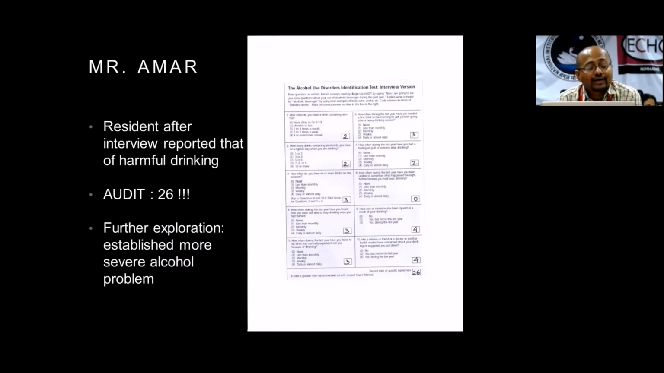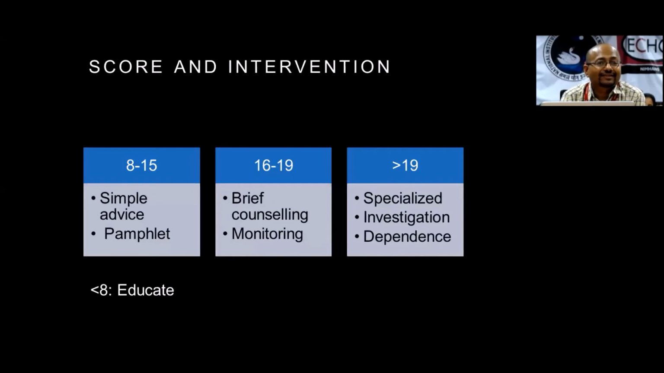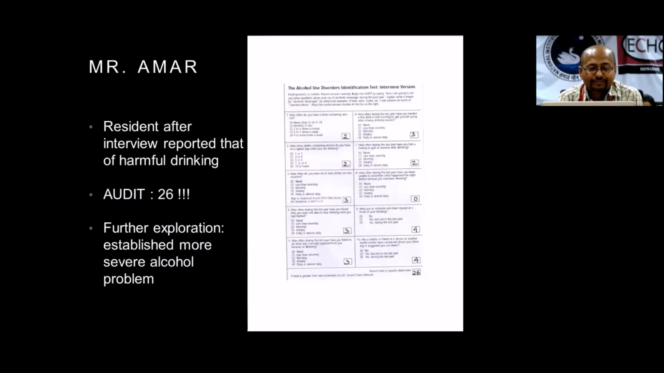Now, how it helps me: when I get a score, I show it to the person and I tell them, see, this is 26. It means you need something like this, which means you need further intervention, you need investigation, and you need more intense treatment. So that's how I use it in my practice.